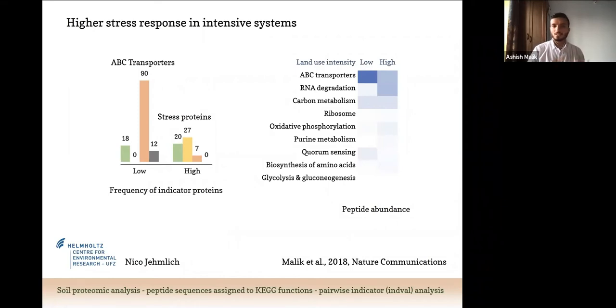So here resources are ample, so microbes just have to take the substrates in, whereas in the high intensity treatment, we saw a lot of stress proteins because these were stressful systems for microorganisms. They are dry. We take away all the plant matter, so there are limited substrate inputs for microorganisms, so resources are limited. So we did see a lot of stress proteins that were linked to some of these RNA degradation pathways within the KEGG classification of functional genes.